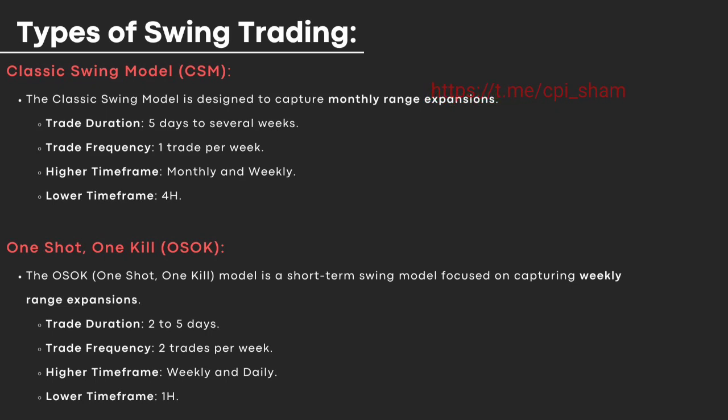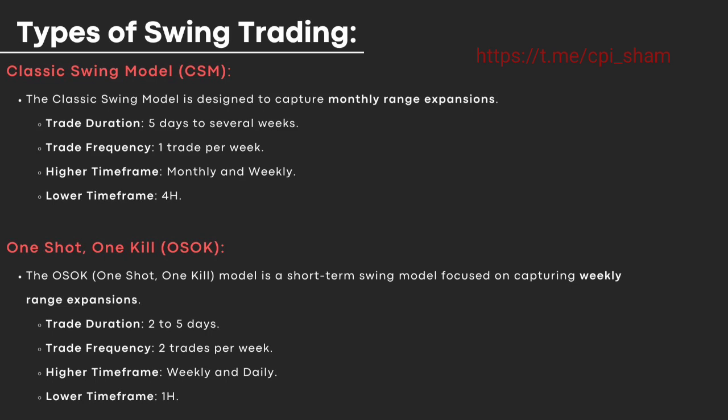Regarding trade duration, the trades of the CSM model last around 5 days to several weeks, and for the one shot, one kill model, the trades last from 2 to 5 days. Now, talking about trade frequency, the CSM model offers a maximum of around 1 trade per week, and the one shot, one kill model offers around 2 trades per week.